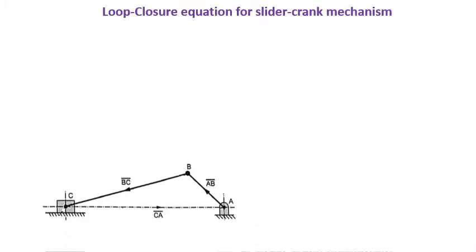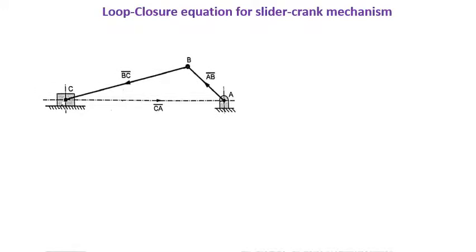Similarly, for slider crank mechanism, let us consider a slider crank mechanism. C is the slider, AB is the crank. See the direction. AB is acting towards B, and for the link BC, it is towards the slider C, and for the link CA, it is towards A. So it is a closed loop and it is in a space.